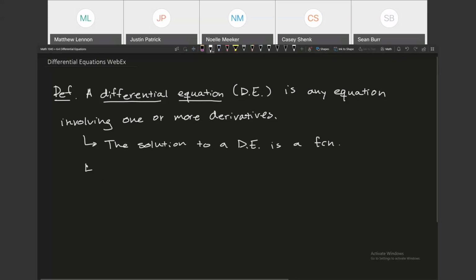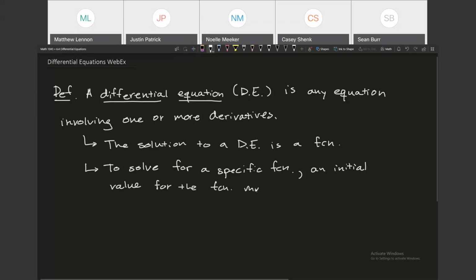In practice, you're going to basically be solving for classes of functions. Your solutions are only going to be unique up to a constant, similarly to when we find antiderivatives. But if you have a specific value that you know the function passes through, which is known as an initial value, you can actually solve for a specific function. So to solve for a specific function, an initial value for the function must be given. If we're given a differential equation and an initial condition, this is known as an initial value problem, or an IVP.